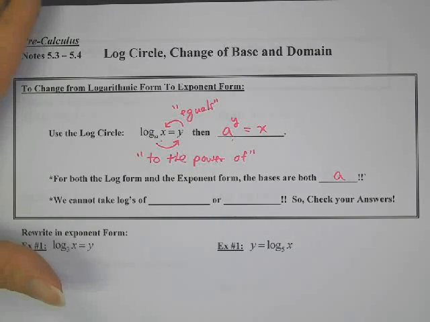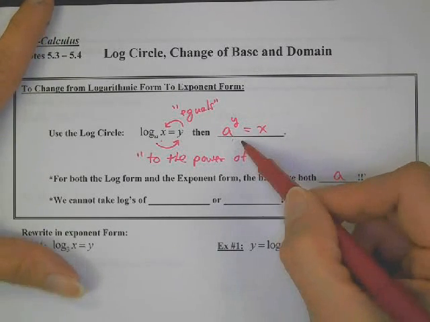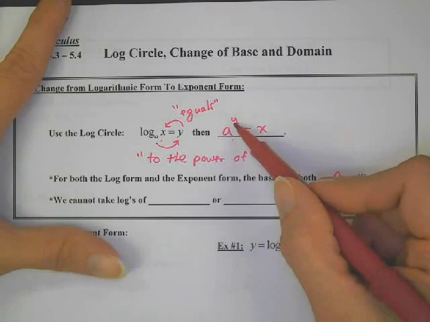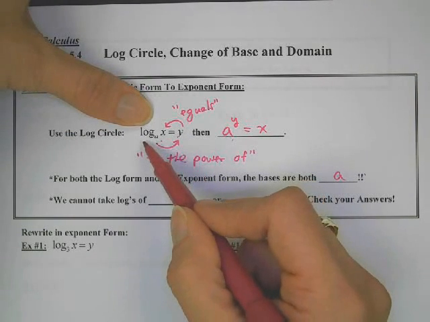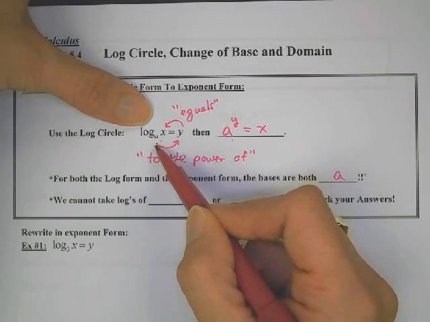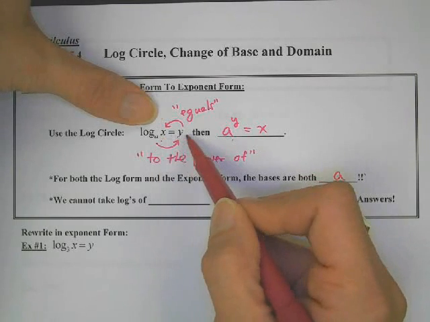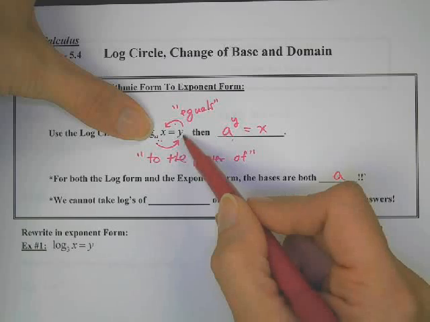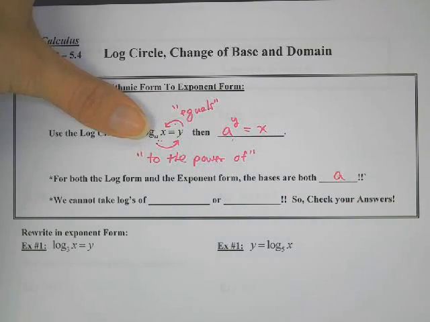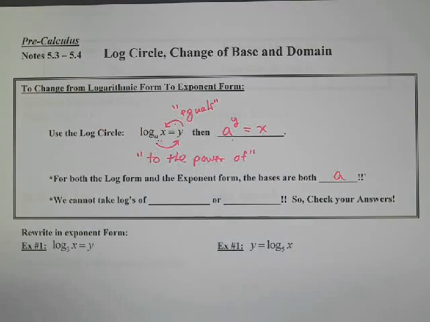So now let me tell you how to talk. I know that you can read exponents and say a to the power of y. But how do you say this? You need to say log base a of x equals y. That's how you say it. And then when you do the log circle, a to the power of y, that makes it be an exponent form. Okay, here's a couple of important rules.